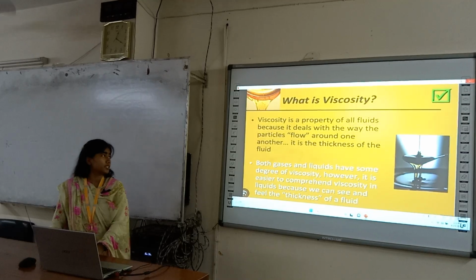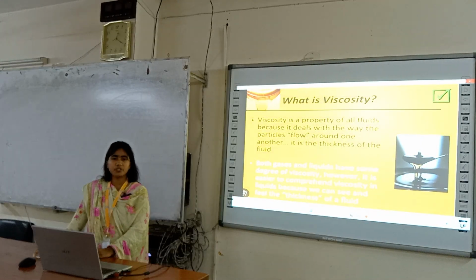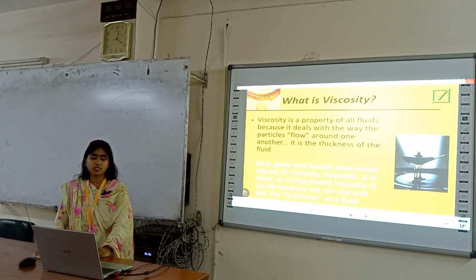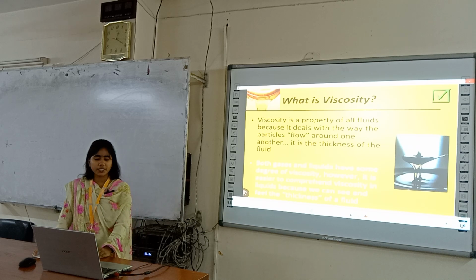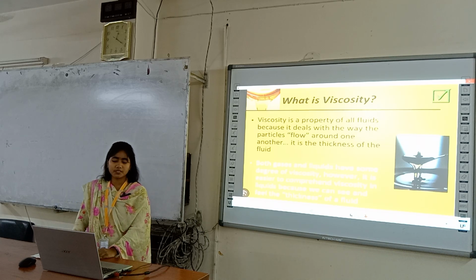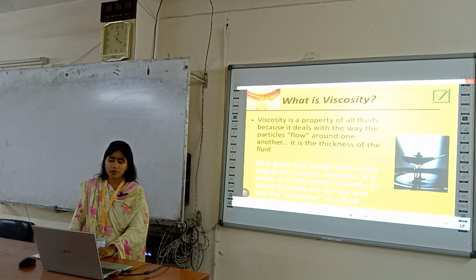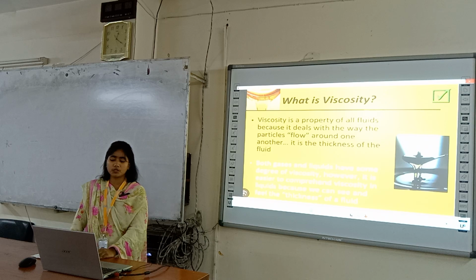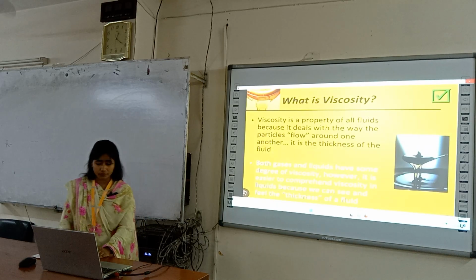First of all, what is viscosity? Viscosity is a property of all fluids because it deals with the way the particles flow around one another. It is the thickness of the fluid. Both gases and liquids have some degree of viscosity. However, it is easier to comprehend viscosity in liquids because we can see and feel the thickness of the fluid.